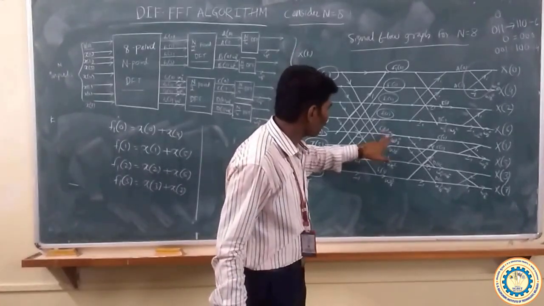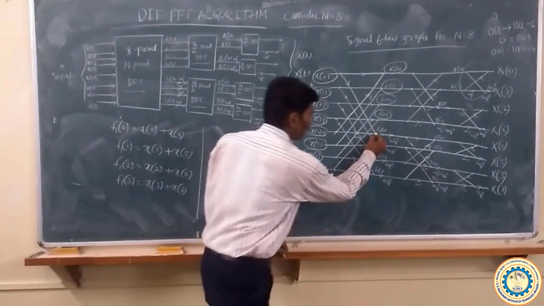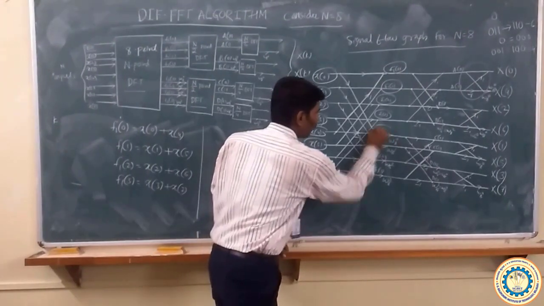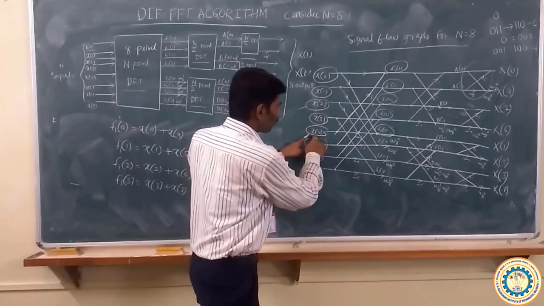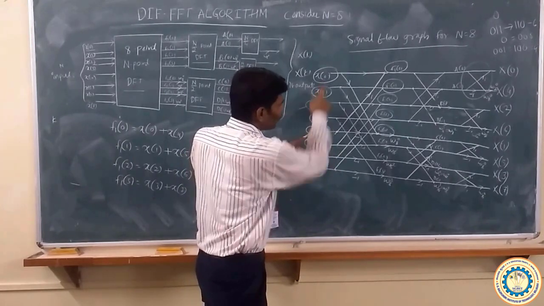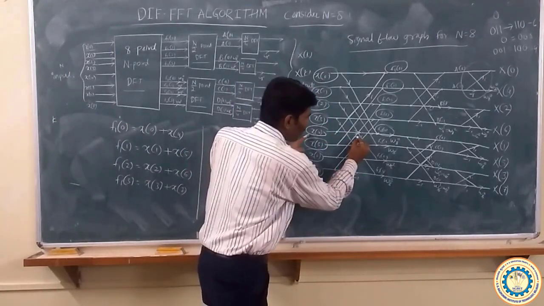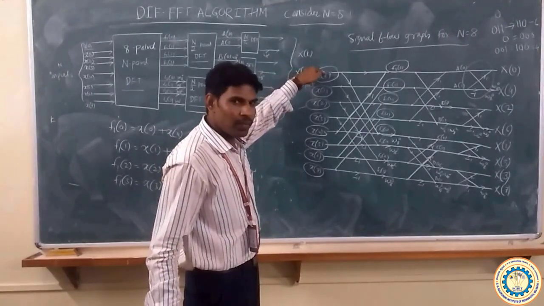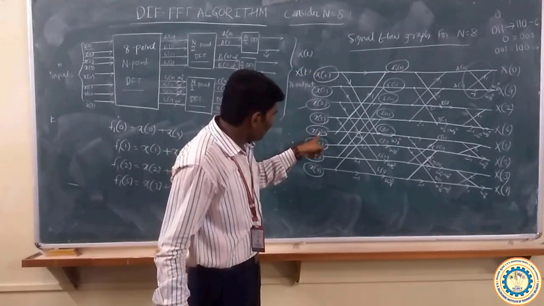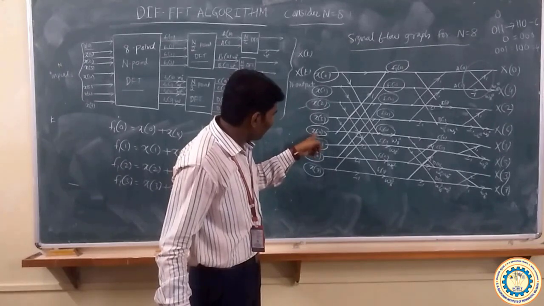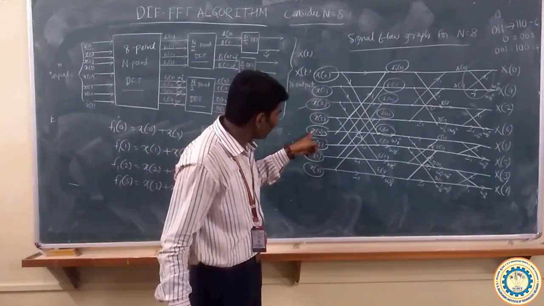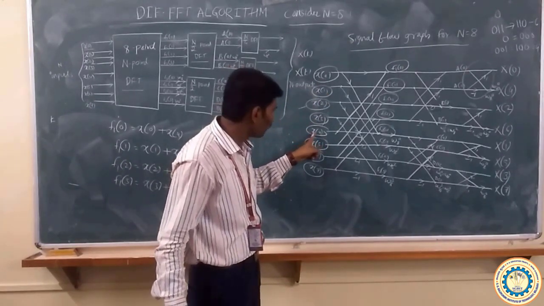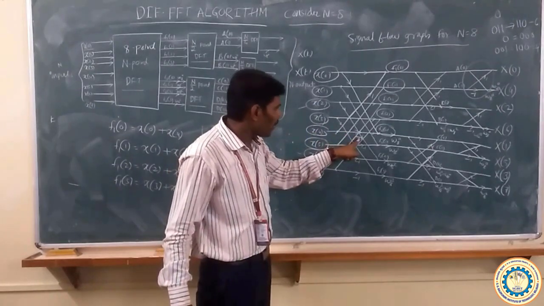Now we will write f2 of 0. What is f2 of 0? For f2 of 0, one input is x of 4, another input is x of 0. But here I have minus 1. So x of 0 will be added with minus x of 4, because x of 4 will be multiplied with minus 1.